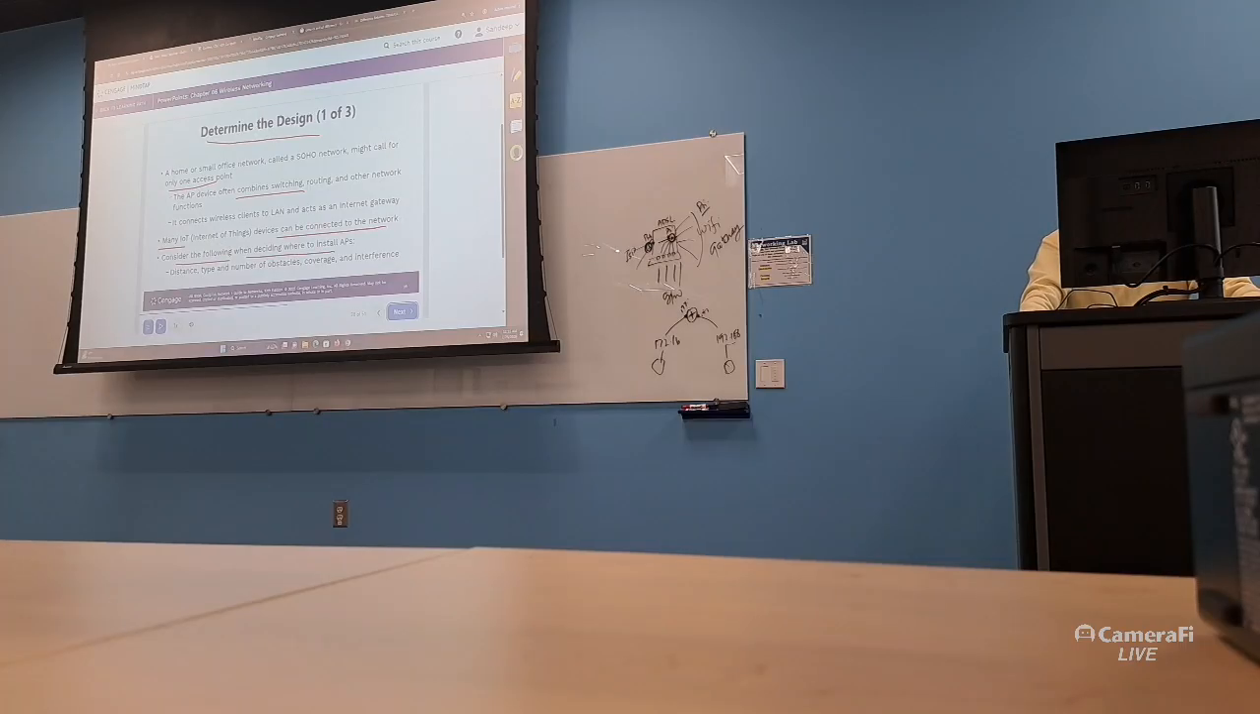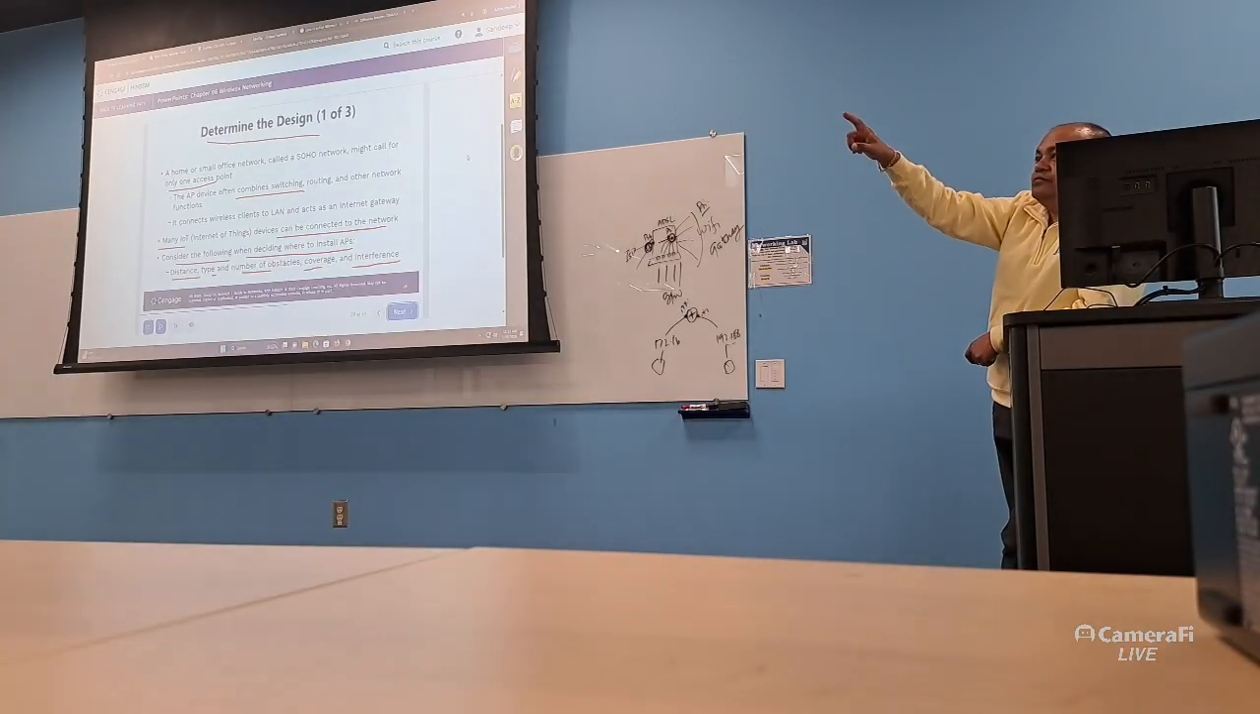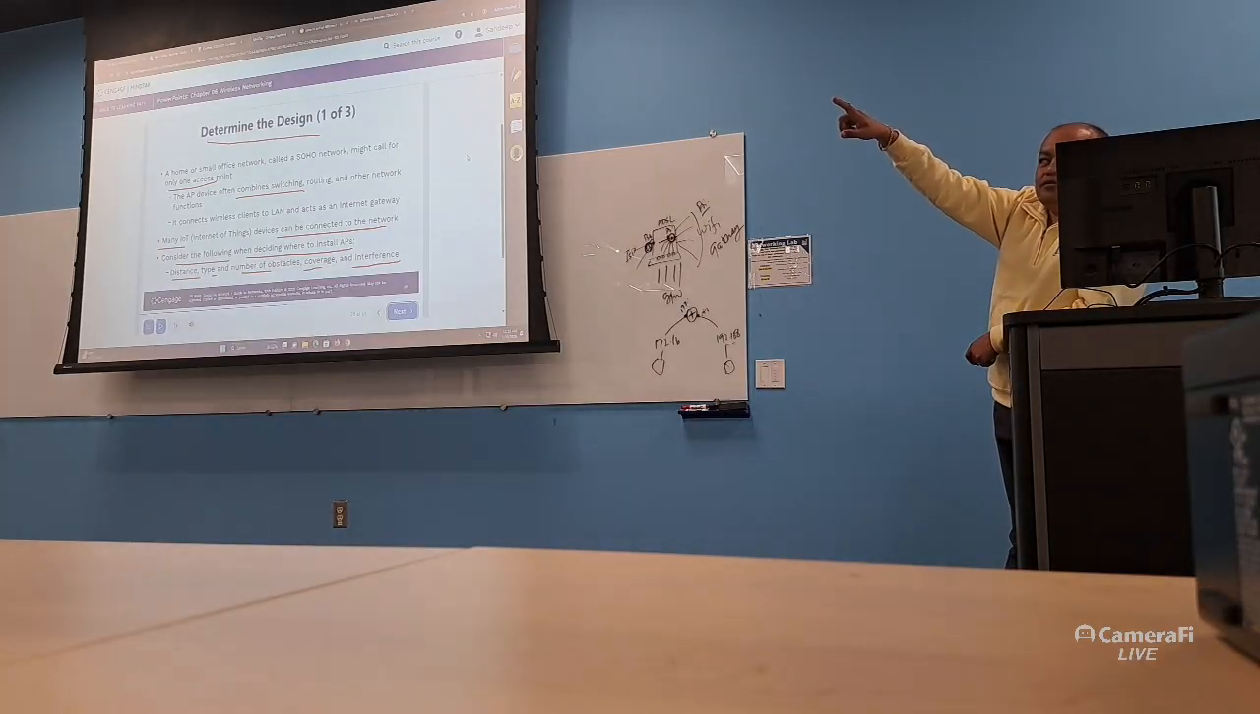Consider the following when deciding where to install APs: distance, type, number of obstacles, coverage, interference. So they decided to install two APs here in this room. One is here, one is there. Why did they install it at the corner of that room? Why not in the middle of the room? So it becomes part of the hall, right, so it covers the hallway. So that AP can also cover the hallway, people working in the hallway.